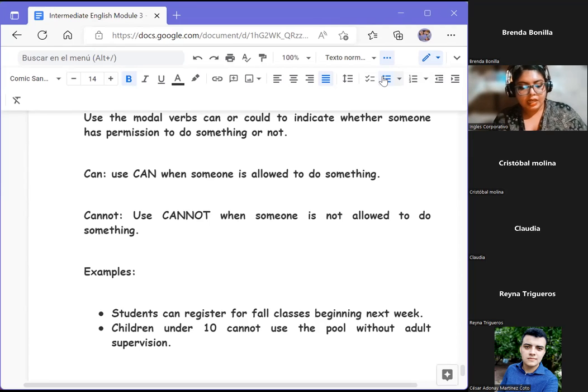So, we can also use could to say that someone was, in that case we are talking about the past, allowed to do something in the past. We use could not or couldn't to say that they were not allowed to do it. So, in that case, we are going to use can for present time, and we are going to use could for past time.